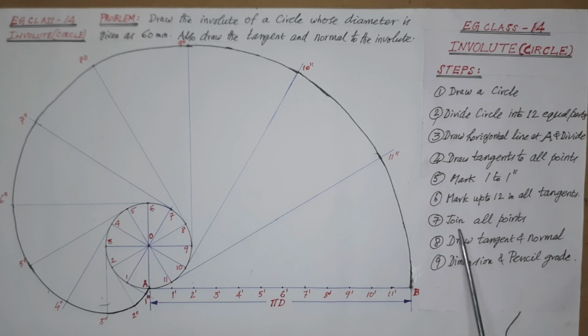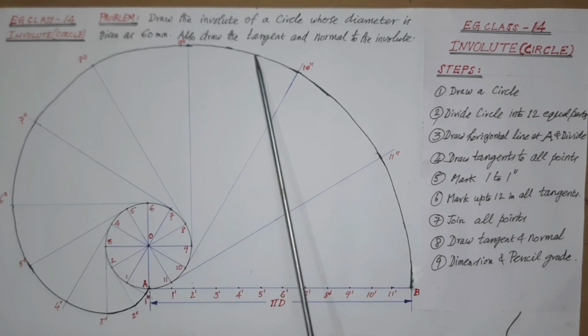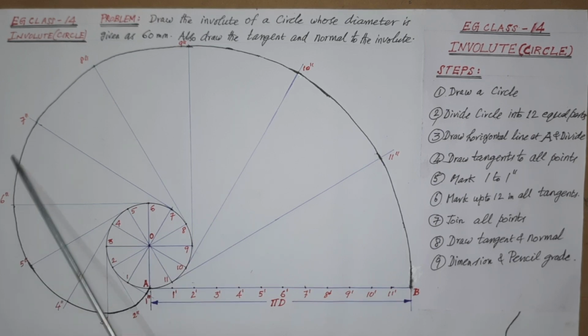As per step 7, join all the points. Now all the points on the involute path have been marked as shown, and so join all of them smoothly with free hand without line overlap and with good appearance. That is, join A to 1 double dash, 2 double dash, 3 double dash, 4 double dash, 5 double dash, 6 double dash, 7 double dash, etc. up to 11 double dash, then up to B. Join all the points. This curve is the required involute of the circle.